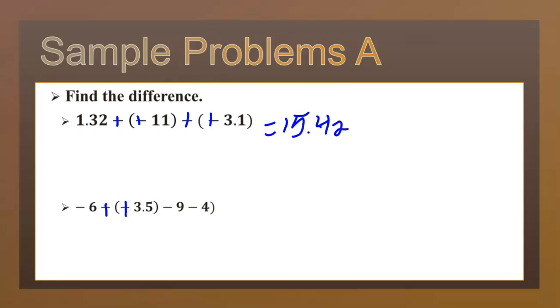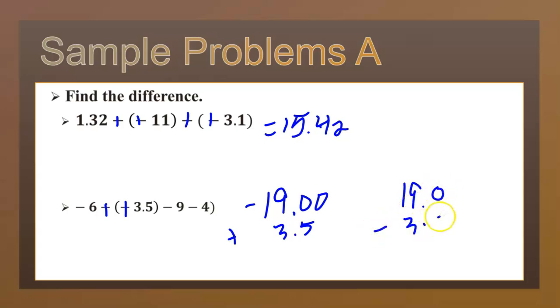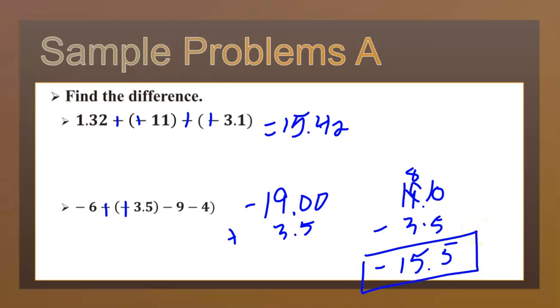This next one, add the opposites. So now we have negative 6 minus 9 is negative 15. Negative 15 minus 4 is negative 19. And then we have a positive 3.5. So I'm going to take 19.0 minus 3.5. Borrow, 18 minus 3 is 15. Since 19 is bigger than 3.5, I use the negative sign, so a negative 15.5. So that is our lesson on subtracting rational numbers.